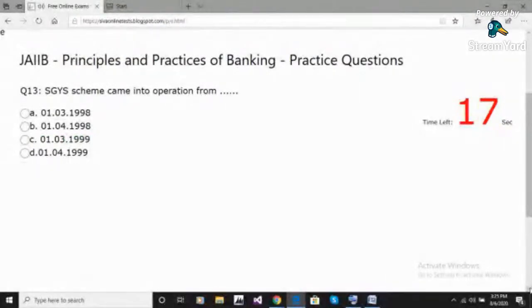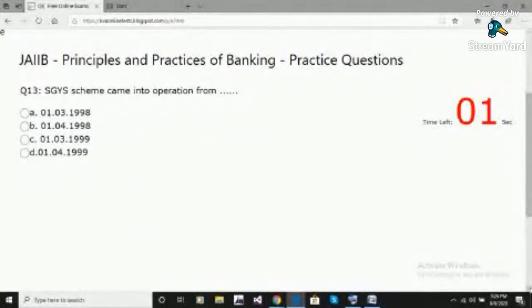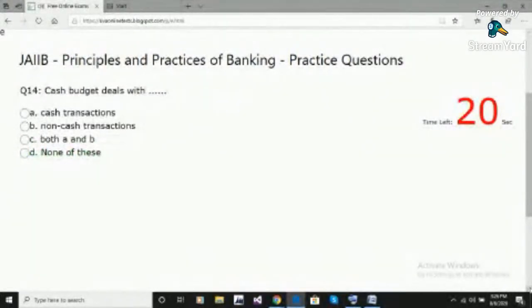Question 13. SGYS scheme came into operation from? Option A. January 3, 1998. Option B. January 4, 1998. Option C. January 3, 1999. Option D. 01.04.1999. Answer D. 01.04.1999.